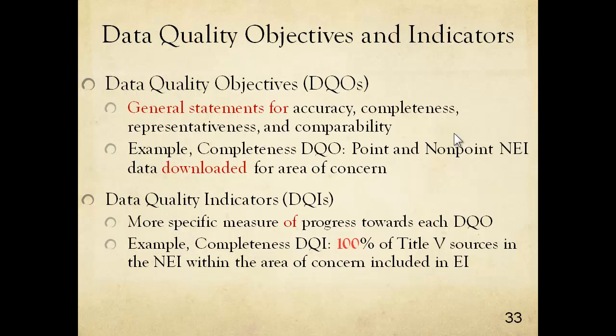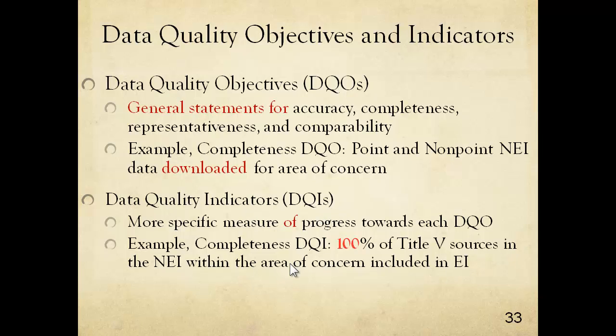So that's the completeness for the sources in the buffer zone. Data quality indicators, those are more specific measures of progress towards each objective. When we're monitoring air quality, we think of these as like data quality objective, meaning that's your objective for precision. The data quality indicator is how well did I do towards that objective.